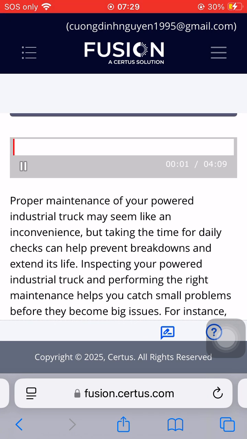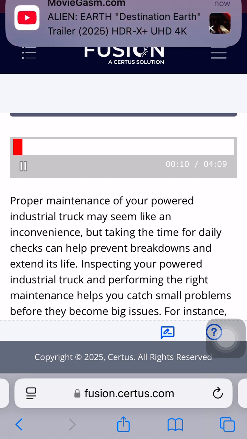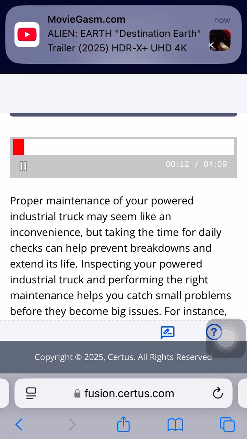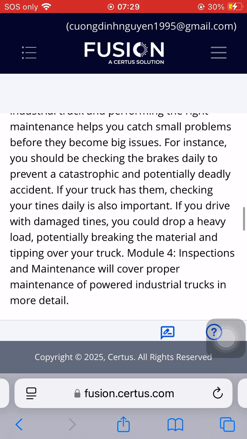Proper maintenance of your powered industrial truck may seem like an inconvenience, but taking the time for daily checks can help prevent breakdowns and extend its life. Inspecting your powered industrial truck and performing the right maintenance helps you catch small problems before they become big issues. For instance, you should be checking the brakes daily to prevent a catastrophic and potentially deadly accident.